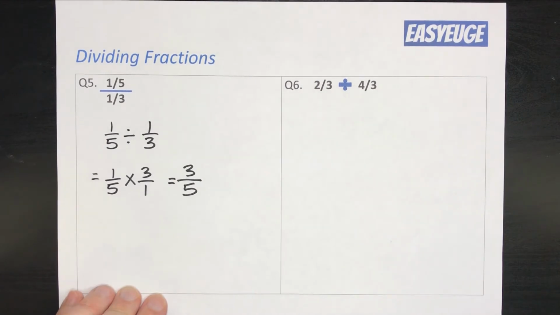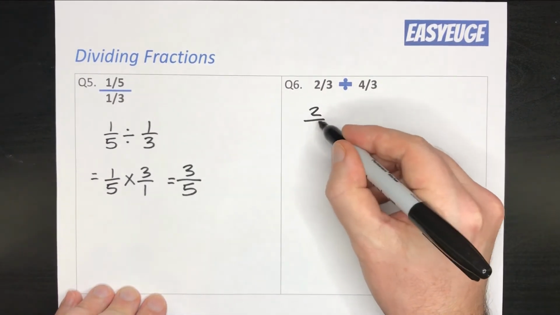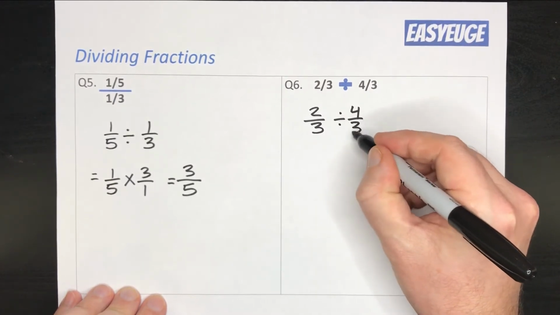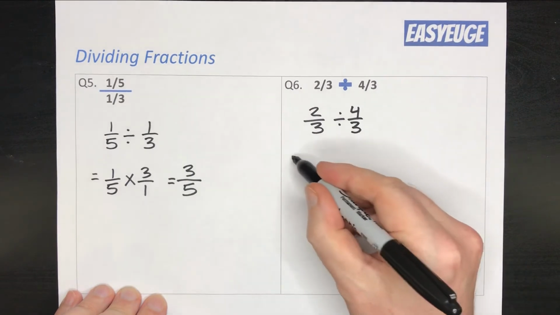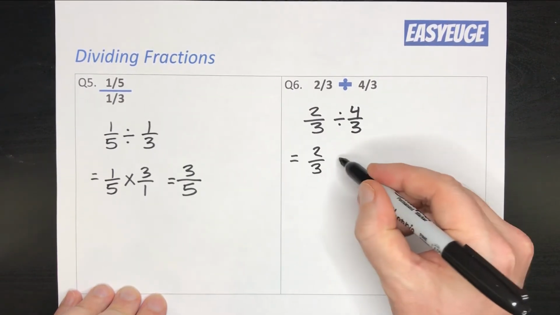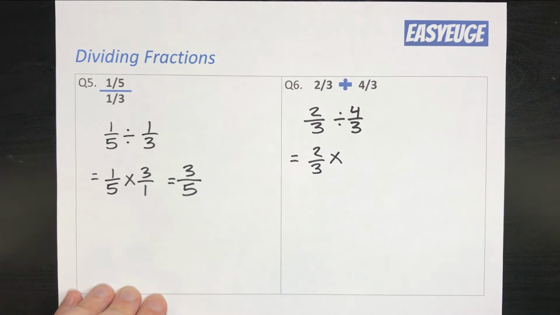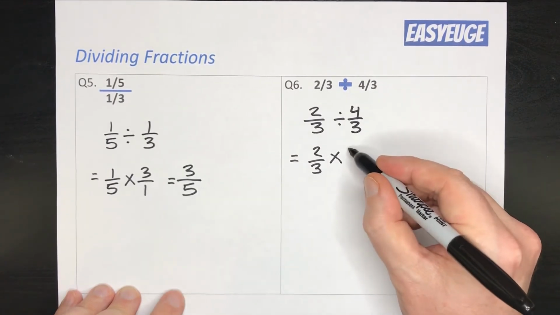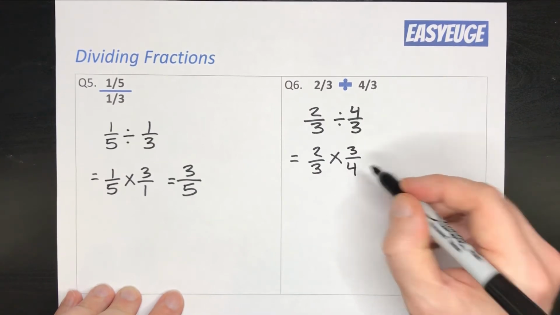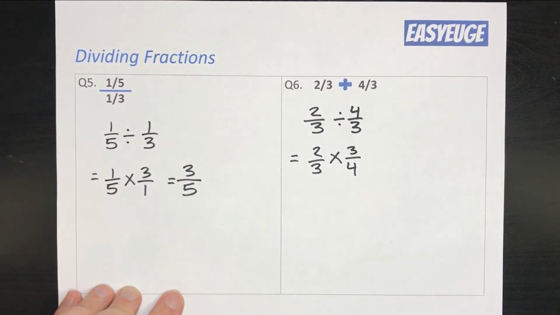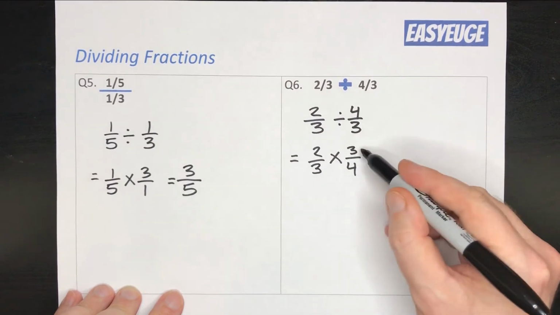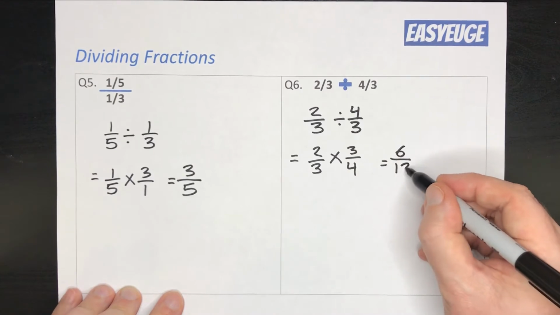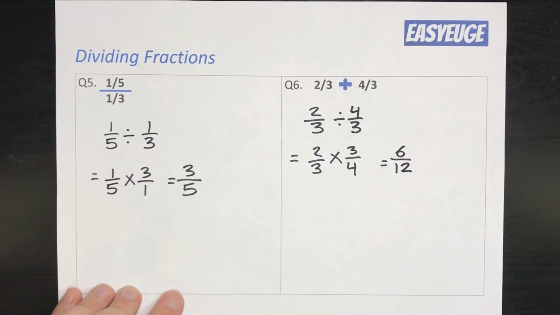Moving on now to question 6, we have 2/3 divided by 4/3. And you know what to do. Let's write that again, 2/3, but we'll use a multiply instead of a divide. Let's use the reciprocal of the fraction, and that's 3 over 4. Let's go straight ahead and multiply. 2 by 3 is 6. 3 by 4 is 12. And the answer is 6 over 12.